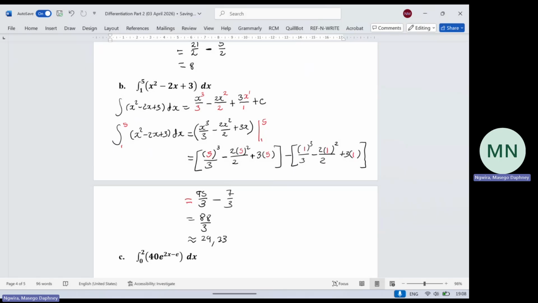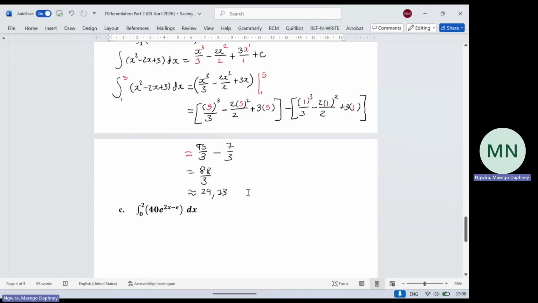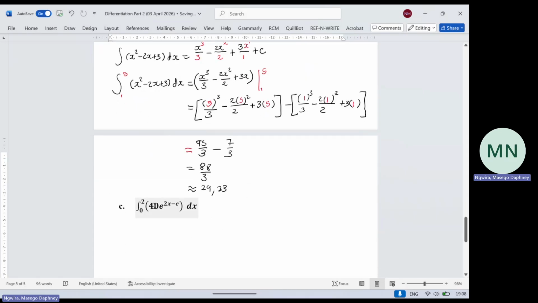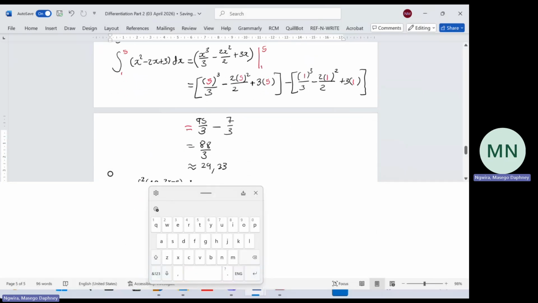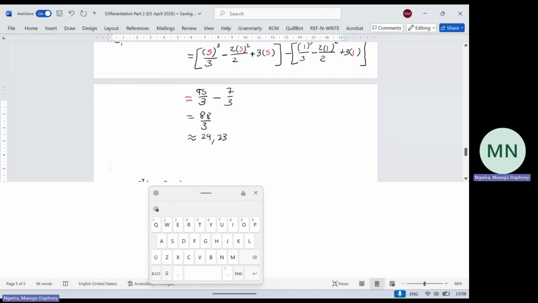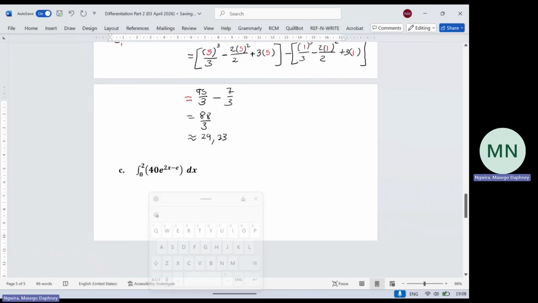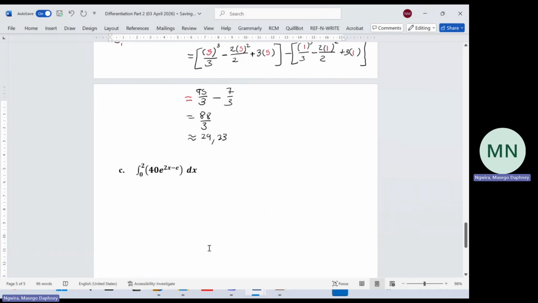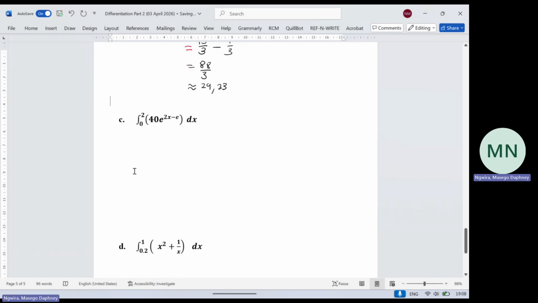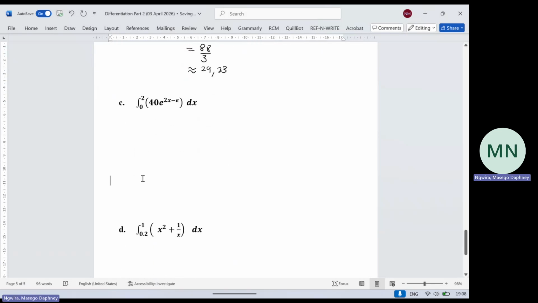And remember I said that our assessment is multiple choice. So obviously you have to check your answer on the multiple choice, the one that is closer to 29.33. And then now we go to C. So with C, we do the same thing.